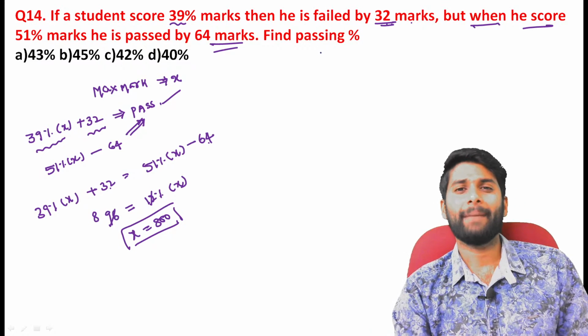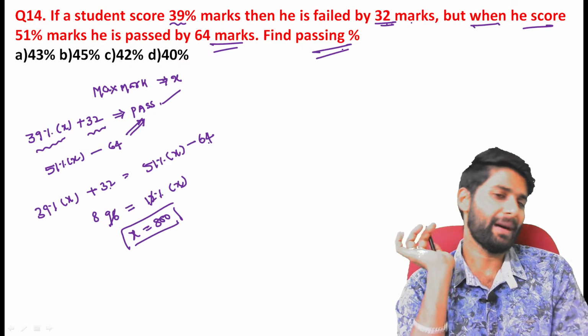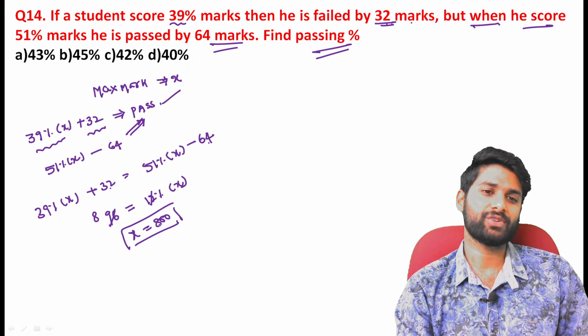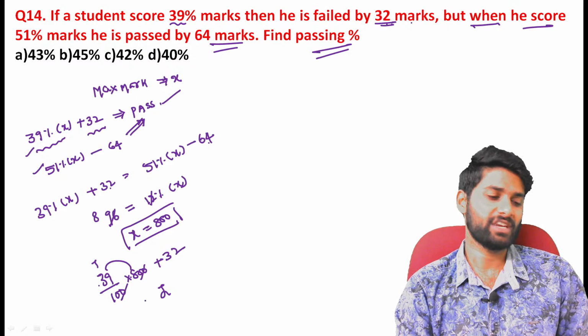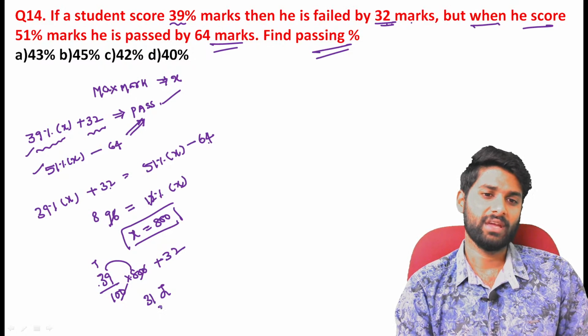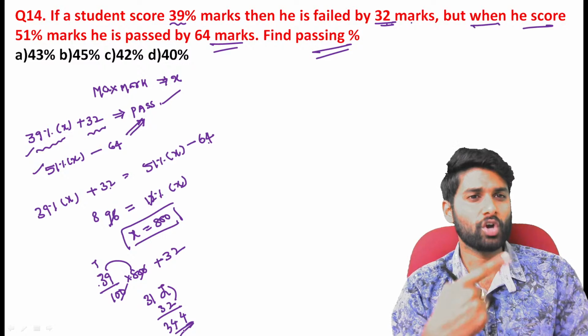Now what is the question? Pass percentage. We want pass percentage, means definitely you need to identify the pass mark. What is the pass mark? You can substitute this 800 in either the first equation or the second equation. Now you can go with 39% of 800 plus 32. Now it's just 0, 0 cancel. 8 nines are 72, 7 here. 8 threes are 24, 24 plus 7, is equal to 312. Again, you need to add 32 here. 2 plus 2 is equal to 4, 4, 4. 344 is the pass mark out of 800.